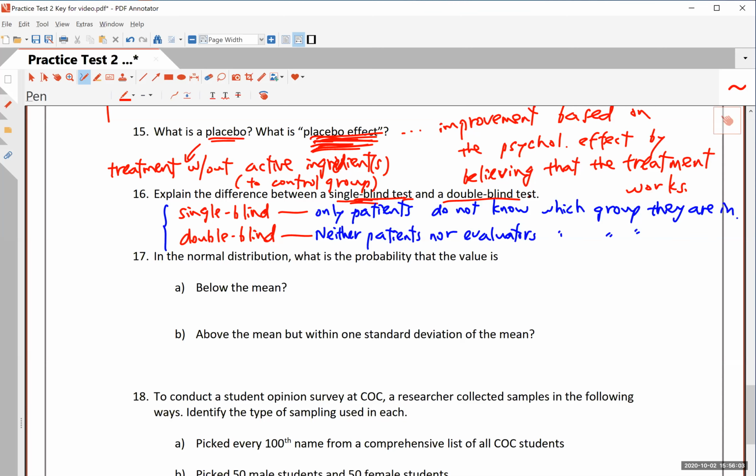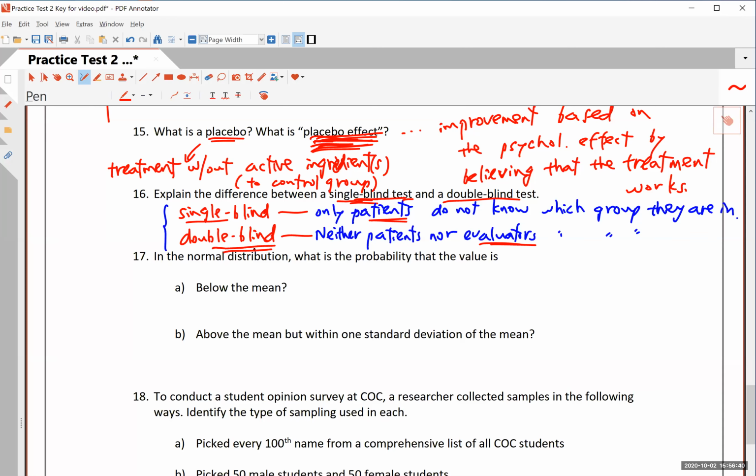And in the single blind test, patients are the only ones who do not know, okay? So obviously patients shouldn't know they're getting a placebo, because that would kill the whole purpose of using the placebo. But in this single blind test, the patients do not know if they are in the treatment group or the placebo group or control group. But the doctors or the evaluators know, because the assessment, the evaluation, is something very objective, like maybe the fever or the heart rate or the cholesterol level, or something very specific, right?